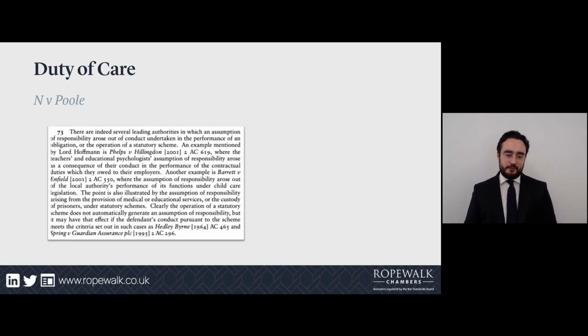So in terms of an assumption of responsibility, Lord Reid went on to look at situations where on the authorities that has been found. So he gave the example of Phelps and Hillingdon. So that was an assumption of responsibility by teachers and educational psychologists as a consequence of their performance of their contractual duties. Then the case of Barrett and Enfield, that was a case where there was a care order and the local authority assumed responsibility in the performance of its functions under the relevant legislation in those circumstances.